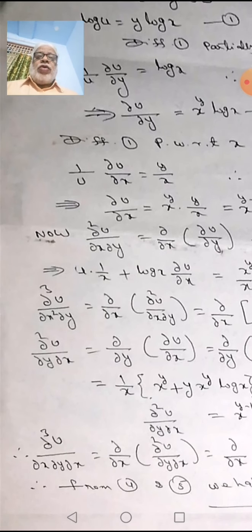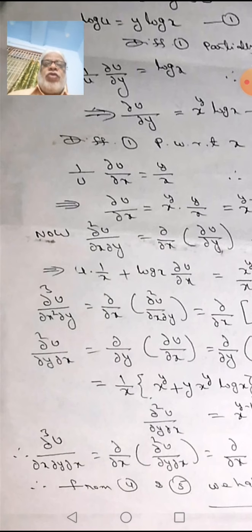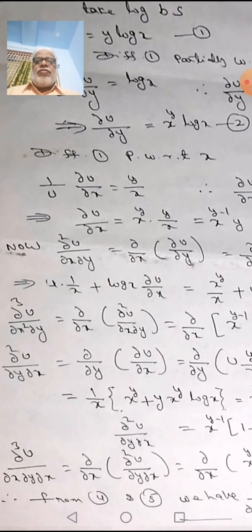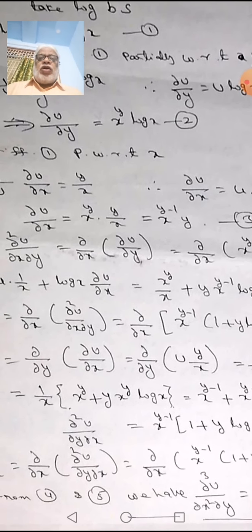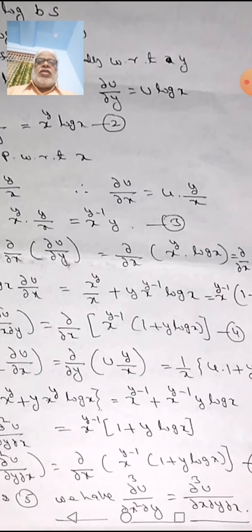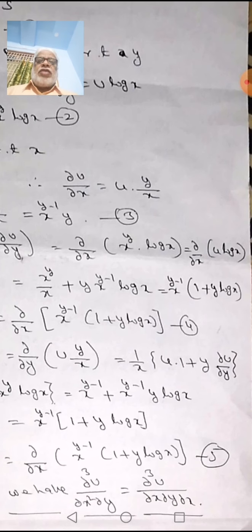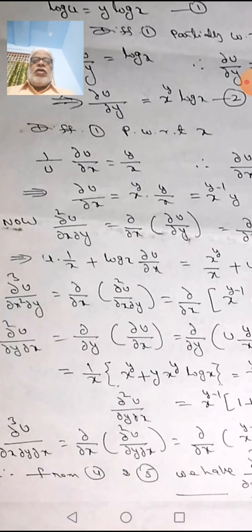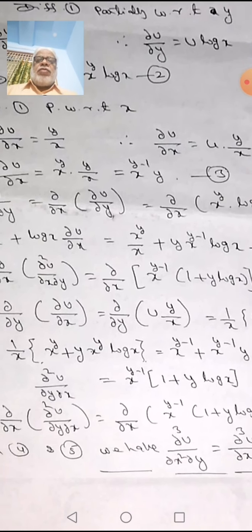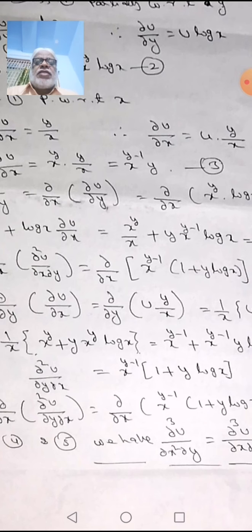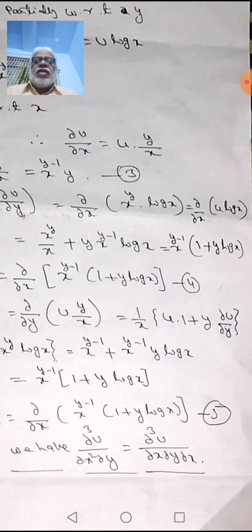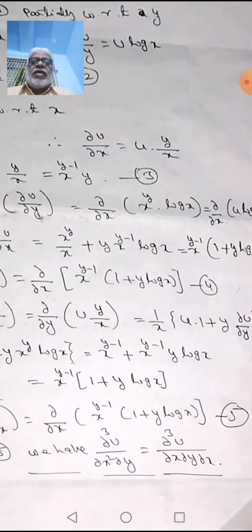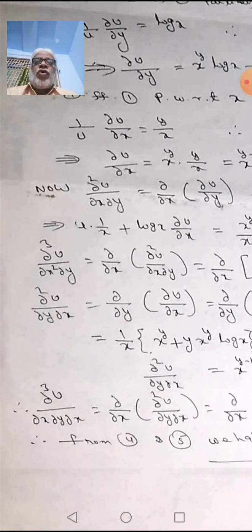So now what is ∂²u/∂x∂y? It is ∂/∂x of ∂u/∂y. What is the value of ∂u/∂y? That is x power y log x. So ∂/∂x of x power y log x is u into 1 by x plus log x into ∂u/∂x. It becomes x power y by x plus y x power y minus 1 log x. That is x power y minus 1 of 1 plus y log x. This is the value of ∂²u/∂x∂y.